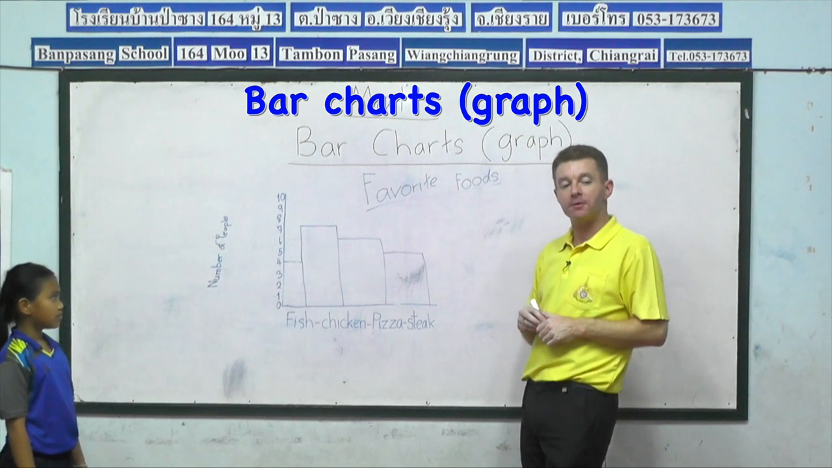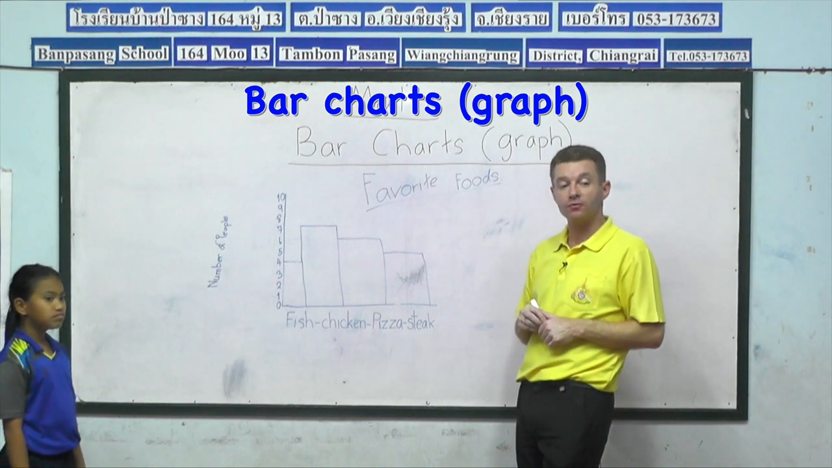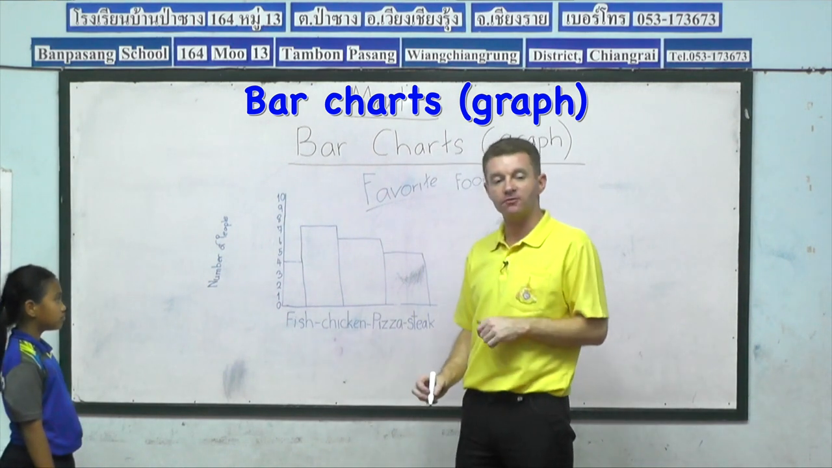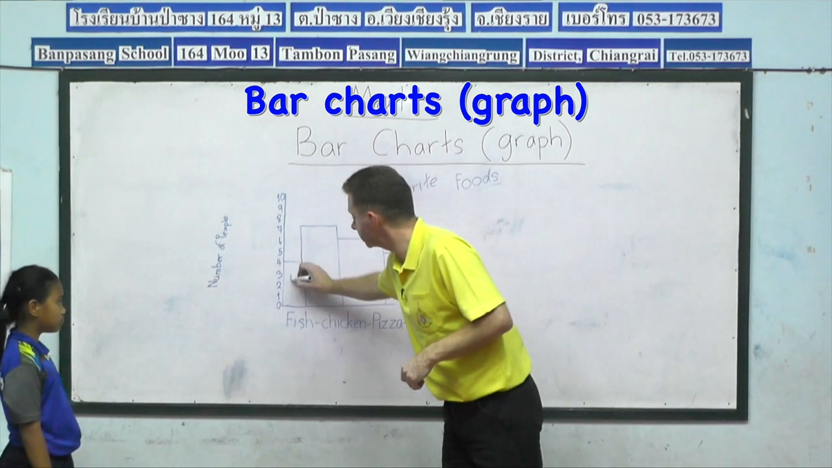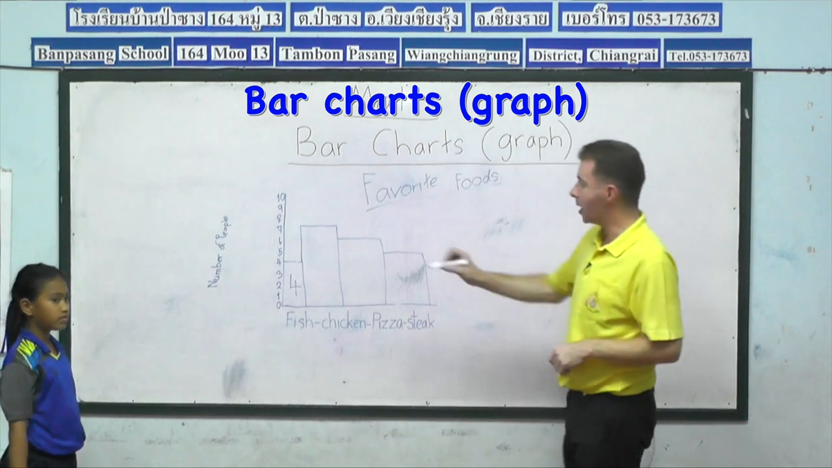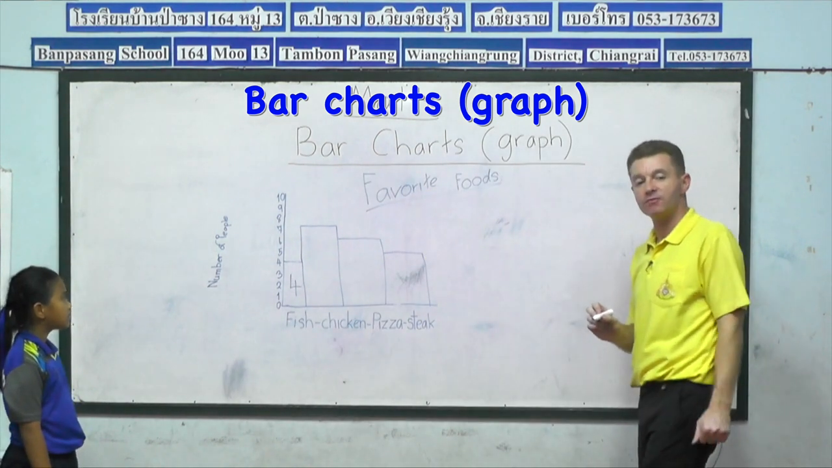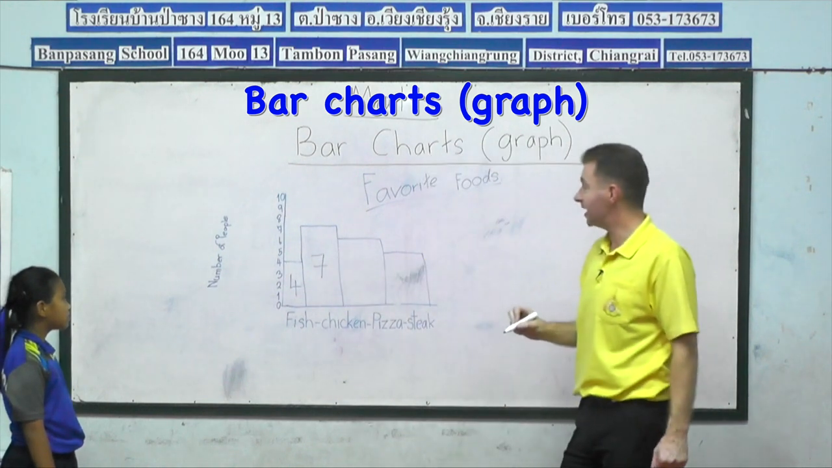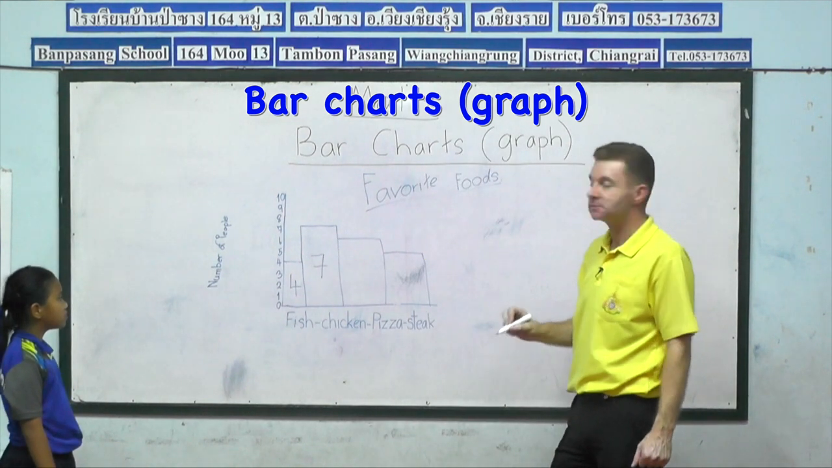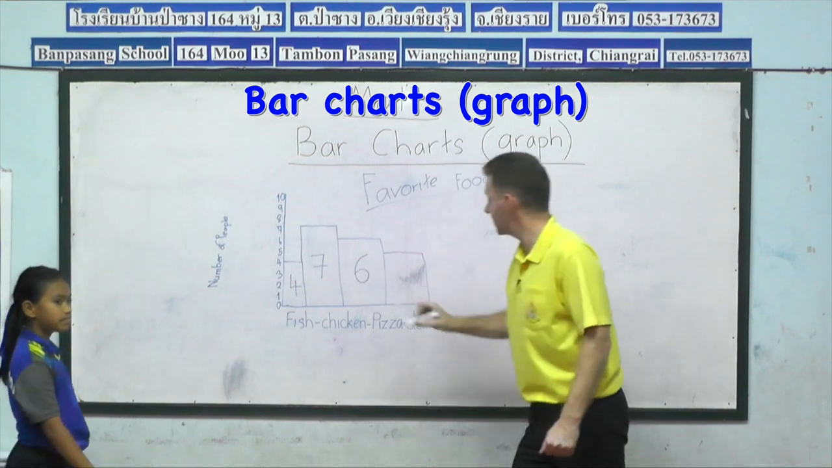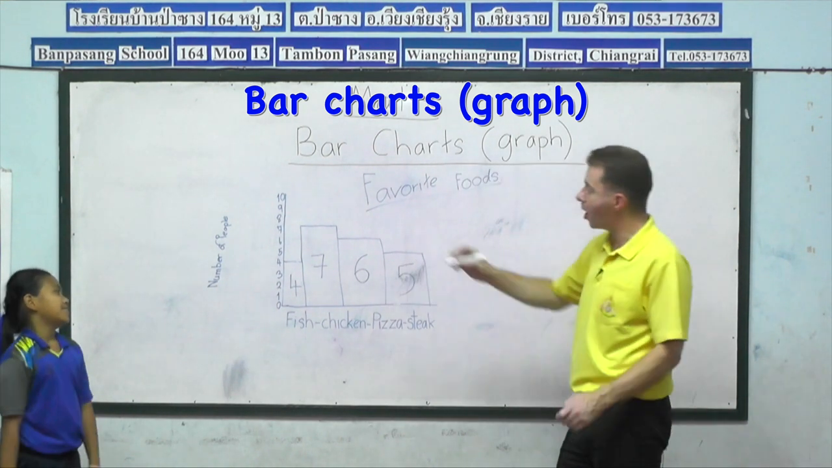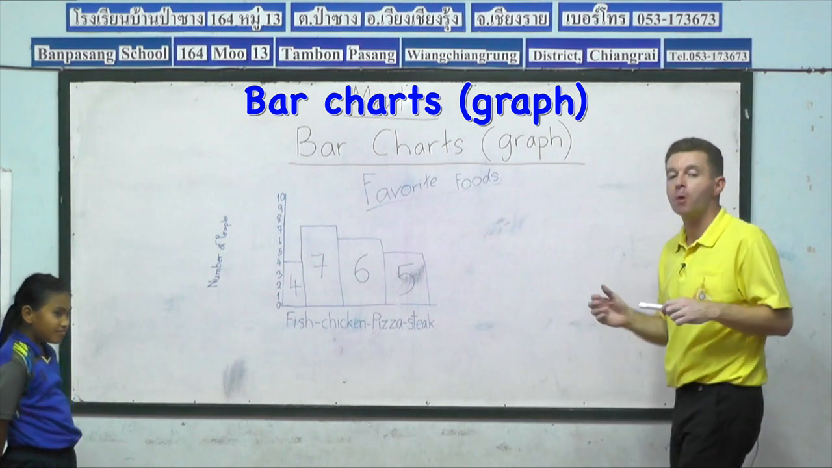So how many people have fish as their favorite food? Four. Okay. So a little tip, when I do my bar chart, I'll write the number inside the bar. How many have chicken as their favorite food? Seven. How many have pizza? Six. And finally, how many have steak? Five.